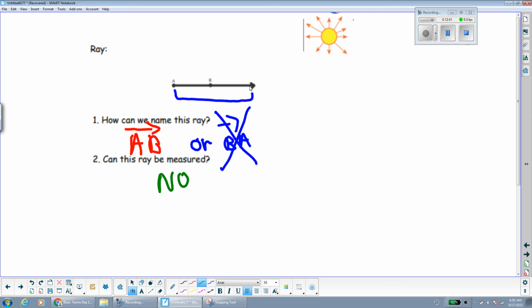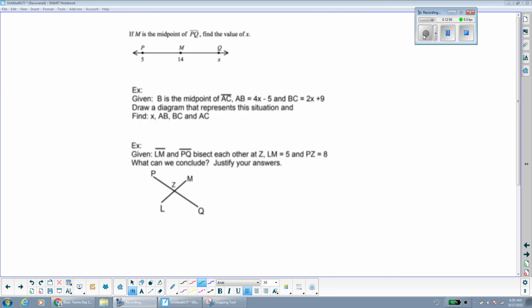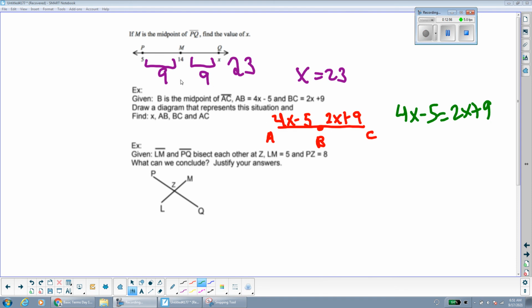If there is an arrow, it means it goes on infinitely forever in that direction, so we can't get a full measurement of it. Here's some practice questions. Try them out for yourself, and then I'll write the answer on the screen. So the first one's pretty simple. Midpoints are equidistant from both of the endpoints here. So 5 is 9 spaces away from 14. So 23 is 9 more spaces away from 14. So 23 should be the x value of Q here.